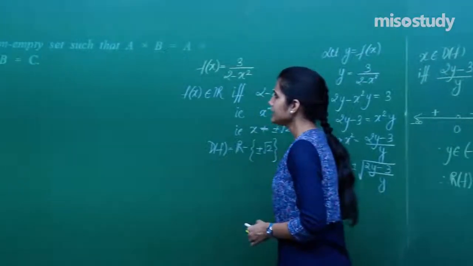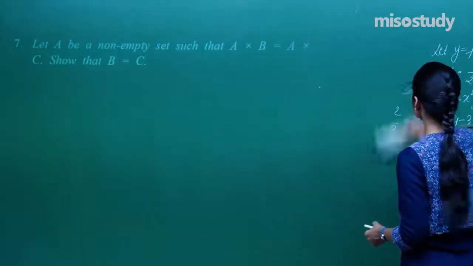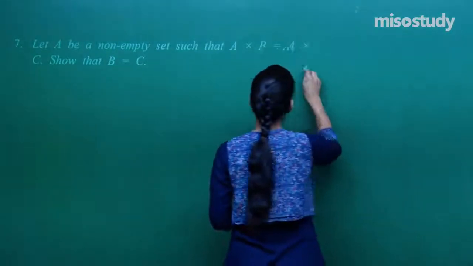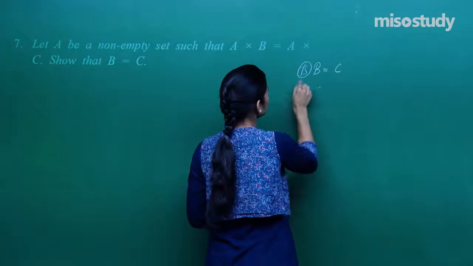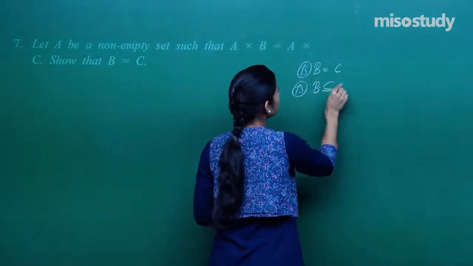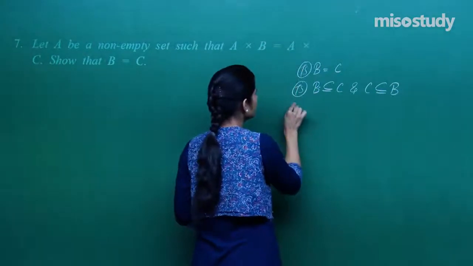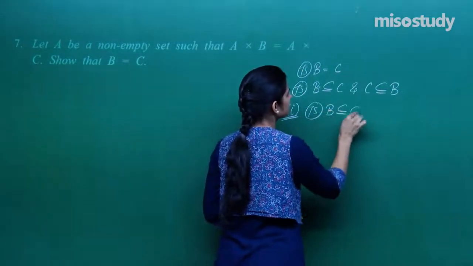Let A be a non-empty set such that A cross B equals A cross C, show that B equals C. This is a pretty simple question. If I need to show that B equals C, the only drill you need to know is, I need to show B is contained in C and C is contained in B. Firstly, I am interested to show that B is contained in C.